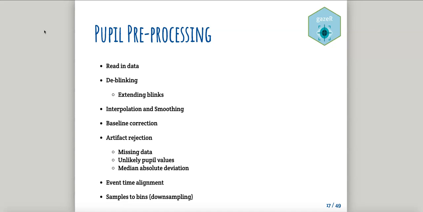You will want to align your time series to a particular message, and then you will want to downsample your pupil data. Lots of eye trackers sample at high frequencies, and you just don't need that to analyze pupil data. What I'd like to do is walk you through each of these steps and show you how you can implement that in GAZE-R with ease.